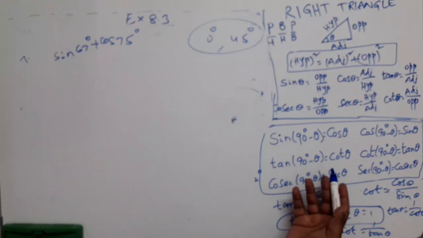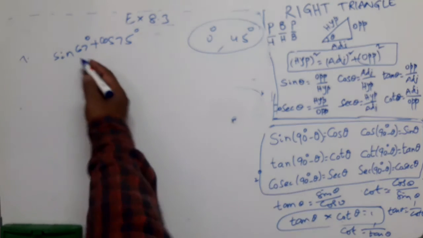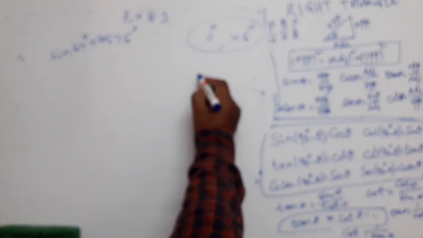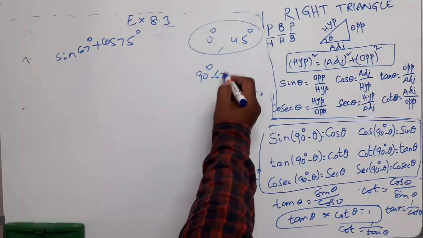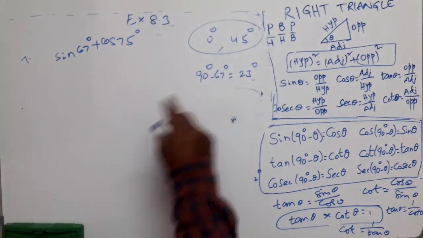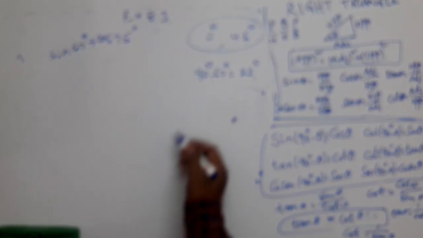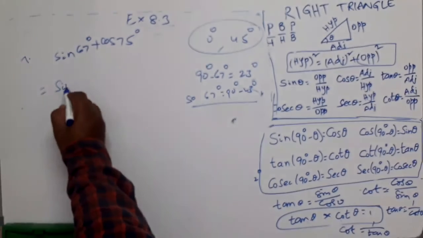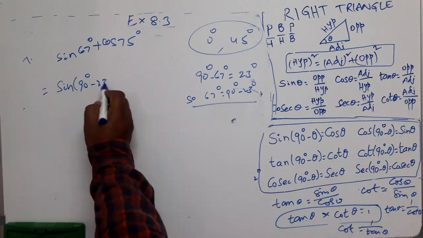Yes, we shall use these relations. 67 degrees, of course, in my mind I have calculated 90 degrees minus 67 degrees. What is the difference? 23 degrees, is it not? 90 degrees minus 67 degrees is 23 degrees. In the same way, 67 degrees can be written as 90 degrees minus 23 degrees, right? So in the place of 67 degrees, I will write 90 degrees minus 23 degrees. So this is sine of (90 degrees minus 23 degrees) I am writing.